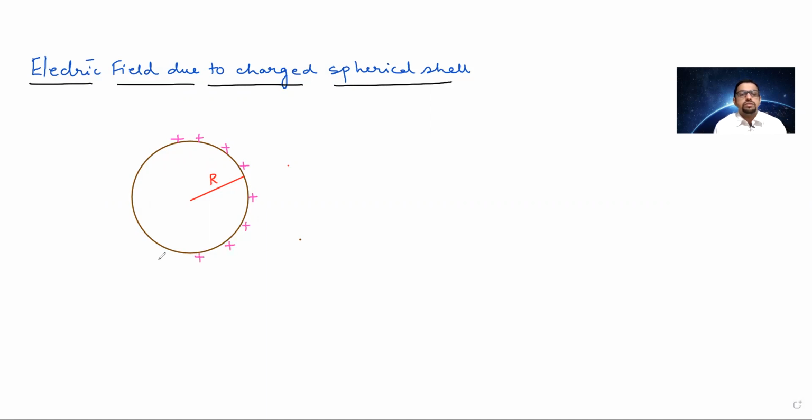So the charge is distributed on its surface, and this is Q. So Q is the total charge on the shell, right? R being the radius. Now, let us take a point where we want to calculate the electric field for this, right?